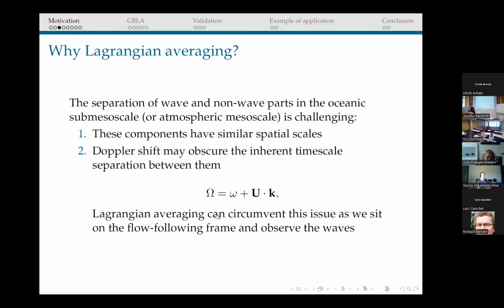So the frequency of a wave that we observe at a fixed point in space is the sum of the intrinsic frequency, omega, and a Doppler shift term. And depending on this Doppler shift term, the observed frequency could be much lower than the intrinsic frequency. So the observed time scale of waves could be very close to the slow time scale of eddies and vortices. So sometimes we don't manage to do very good filtering based on Eulerian averaging.